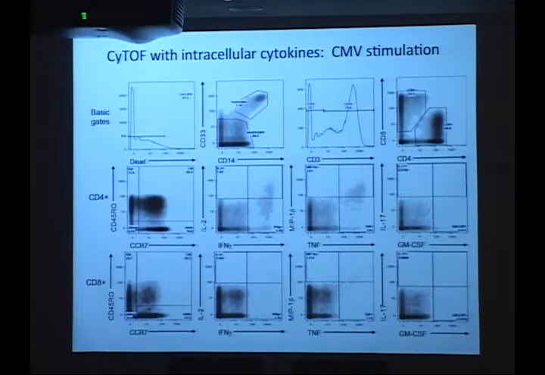But obviously, this is just the beginning of the analysis, and we are using tools like SPADE and other kinds of clustering algorithms to get a better handle on this data and ask essentially what are the main phenotypes of responding T cells in a particular sample or across a particular group of samples.